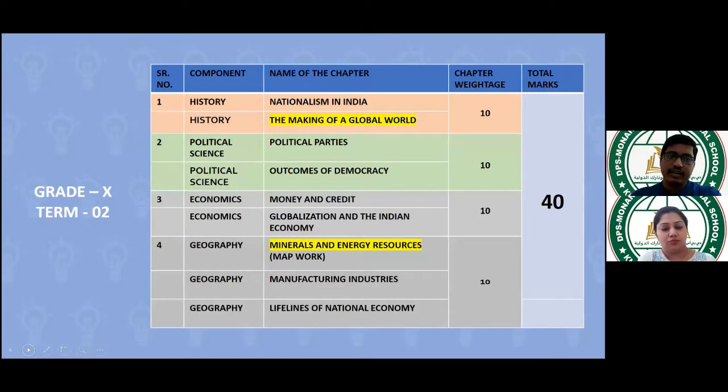In the same way for grade 10, term 2. History, we have 2 chapters with a weightage of 10. Here in history, we have 2 optional chapters, that is Making of a Global World and The Age of Industrialisation. It is totally subject specific and students can select any one, but we here give preference to the Making of a Global World. Second, political science, 2 chapters with 10 marks. Economics, 2 chapters with 10 marks. And finally, geography, 3 chapters with 10 marks, accounting to a total of 40.